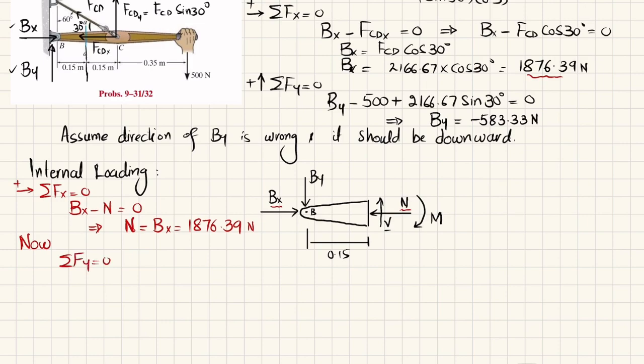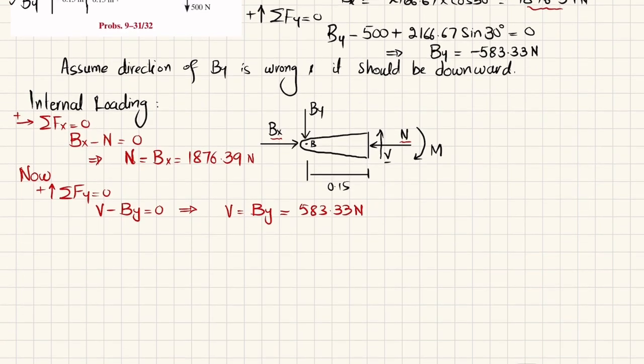Now we will find this V, the shear force, and for that we will apply the sum of all forces along the y direction must be equal to 0, and upward force is taken as positive. So V is upward, so V minus By is equal to 0, and from here we get V is equal to By, and this By is 583.33 Newton.